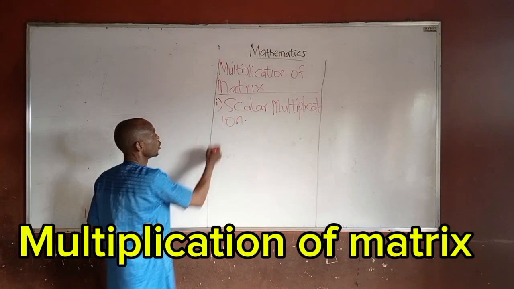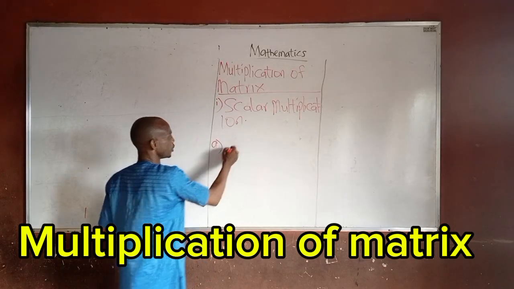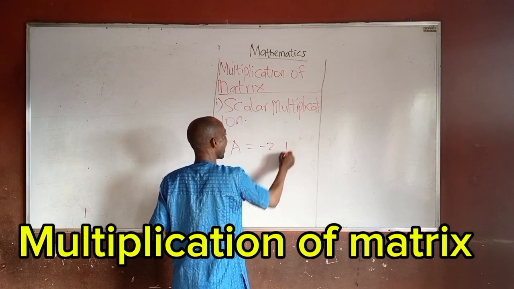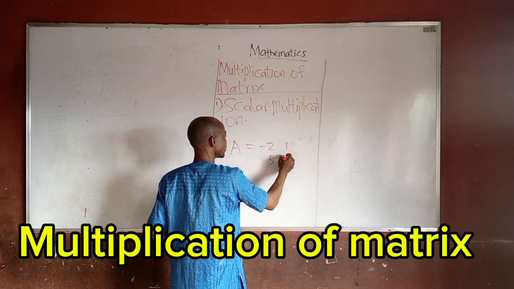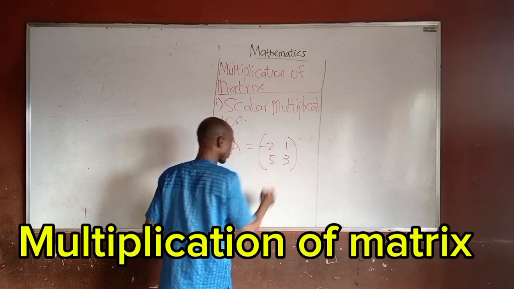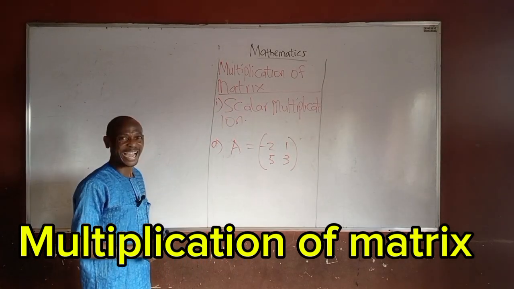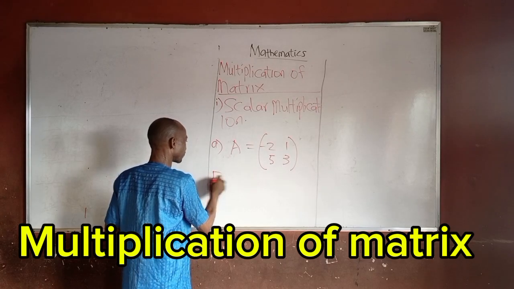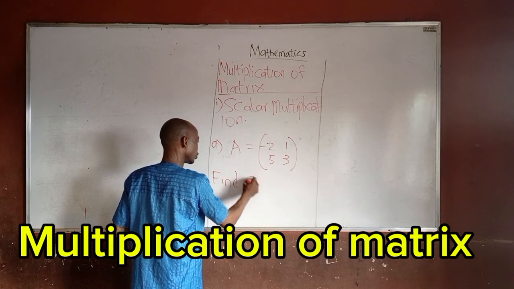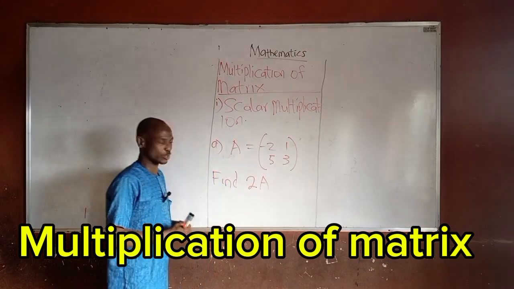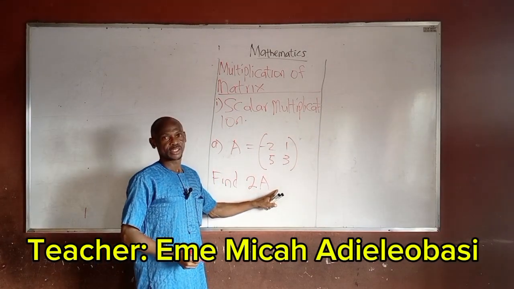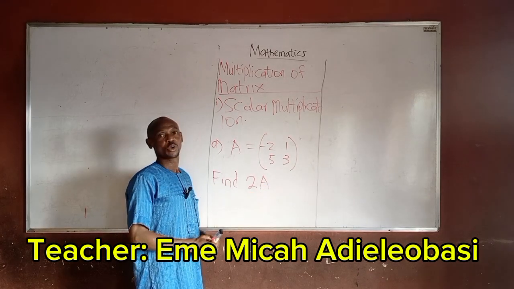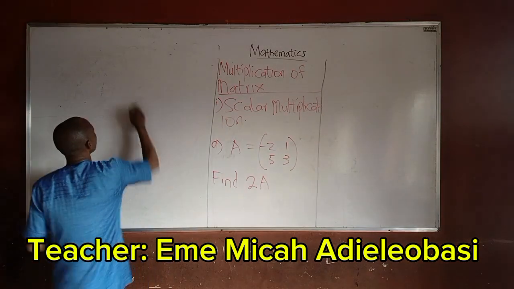Let's look at an example. If we are given a matrix A equal to -2, 1, 5, 3. Let's say we are given a matrix like this, and we are now asked to find 2A. You are asked to find 2A. It means you are multiplying matrix A by 2. So what do we have? Let's look at the solution.